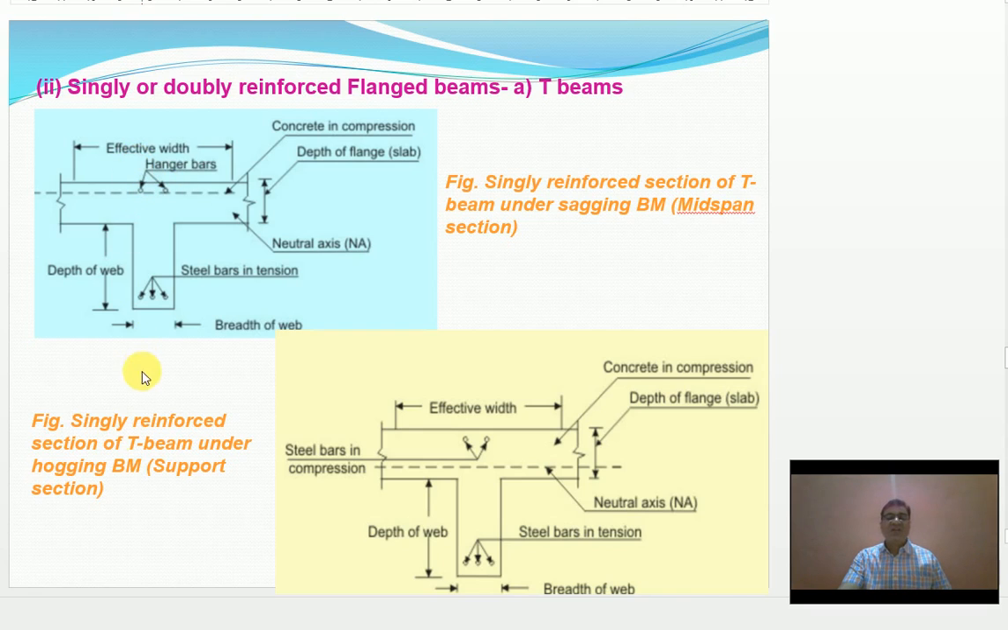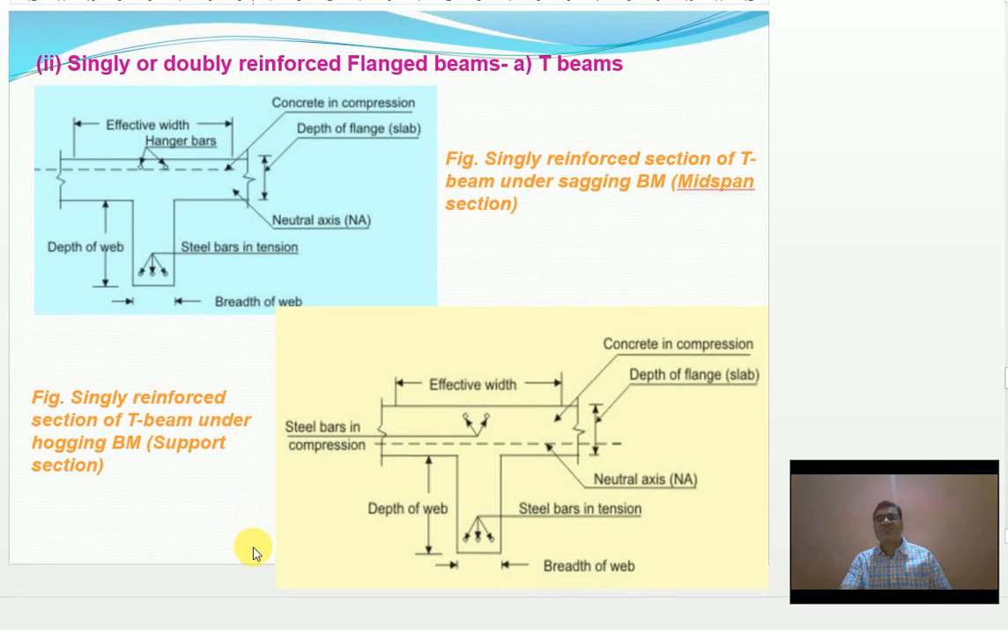Now this is a singly reinforced T beam under, sorry, this is not singly reinforced, this is doubly reinforced. Sorry for this. It is a doubly reinforced T beam. In a doubly reinforced T beam, tension is at the bottom and compression is at the top. That means a T beam can be designed as a singly as well as a doubly reinforced section.